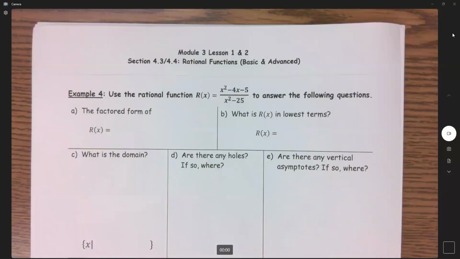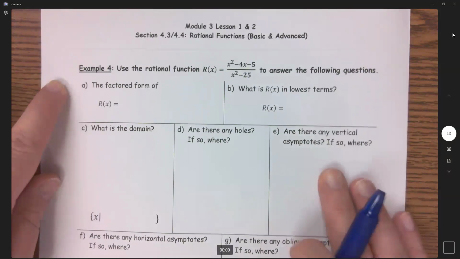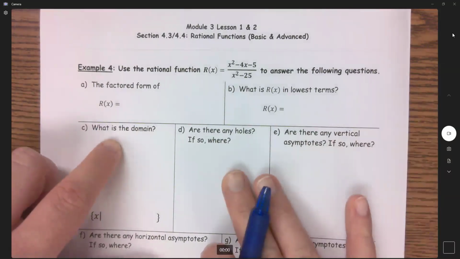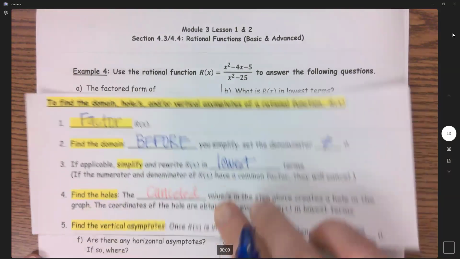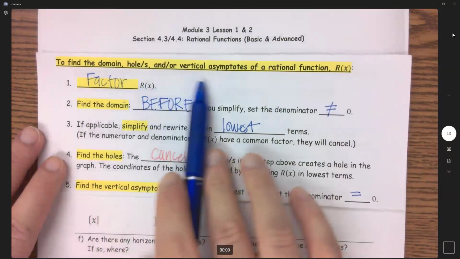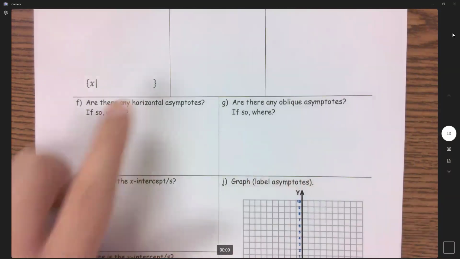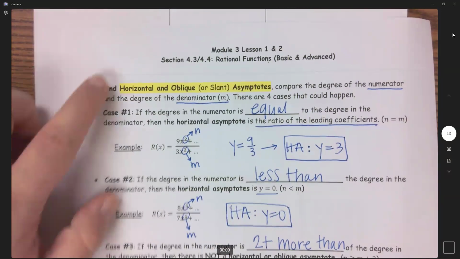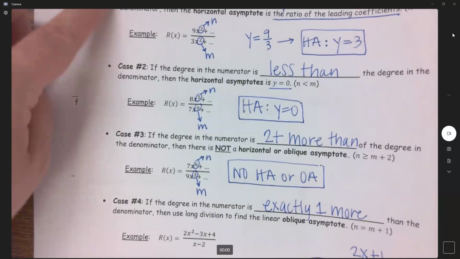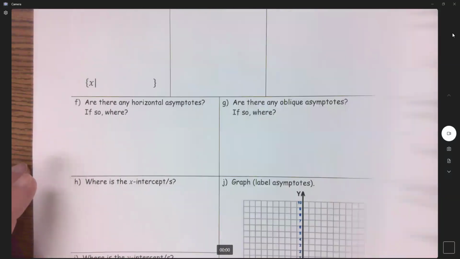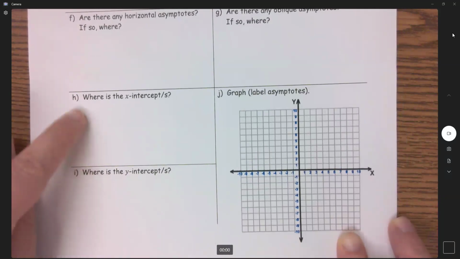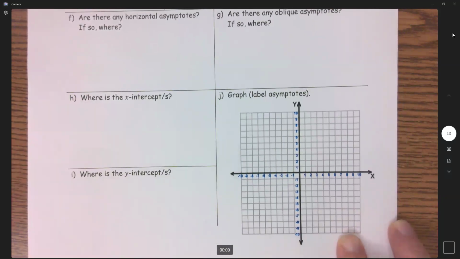Now in example 4, we're going to use the rational functions to answer the following questions, and then we're going to end up graphing. If you notice, A through E want factored form, lowest terms, domain, holes, and vertical asymptote. That's what we did in the first video when we found domain, holes, and vertical asymptotes. F and G want to know, are there any horizontal or oblique? That's what we did in the second one, where we found horizontal or oblique, comparing these 4 cases and comparing our N and M. H and I want our x and y intercepts, which we did last video, and then we're going to graph all of these together.